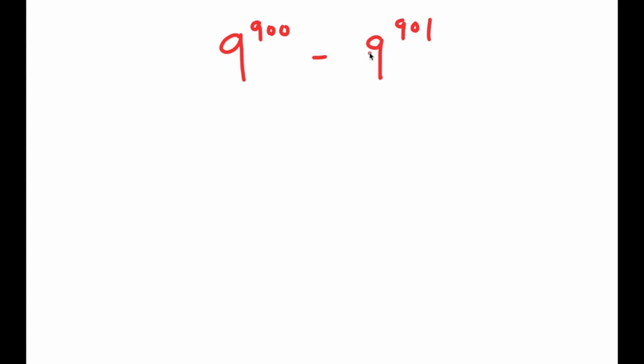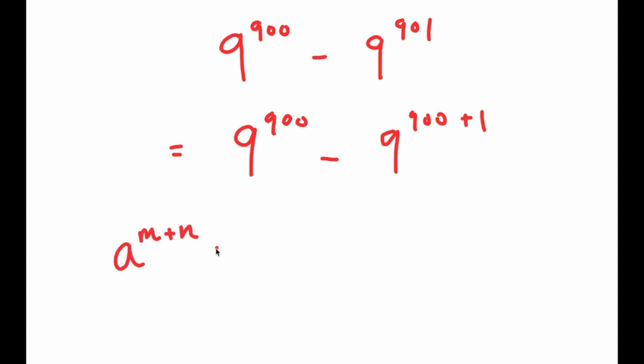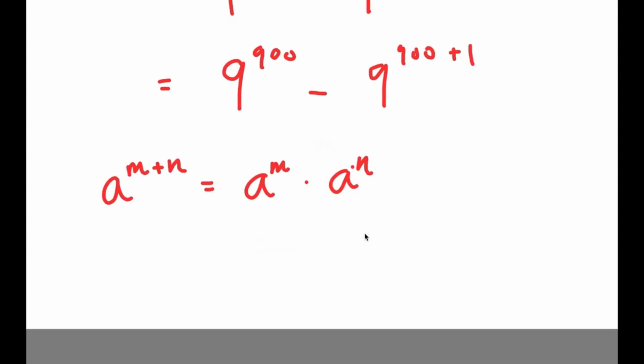So all we have to do is rewrite 9 to the power of 901 as something times 9 to the power of 900. Well, we can use properties of exponents to do this. So I'm actually going to rewrite 9 to the power of 901 as 9 to the power of 900 plus 1. And now I can use the exponential property a to the power of m plus n is equal to a to the power of m times a to the power of n. So I get 9 to the power of 900 minus 9 to the power of 900 times 9 to the power of 1.